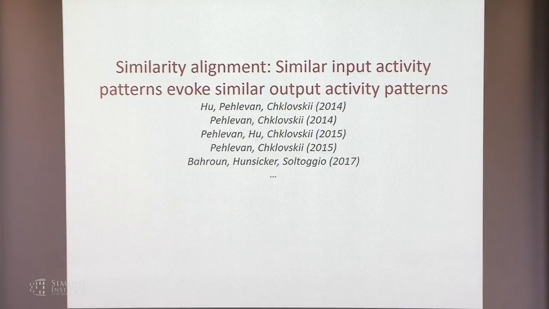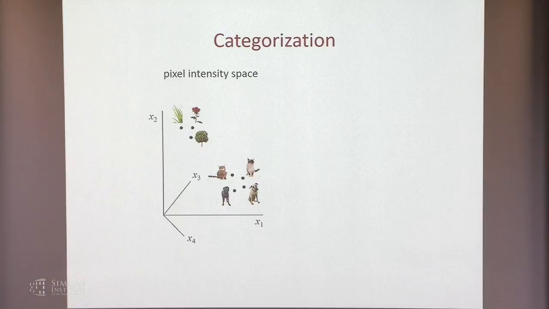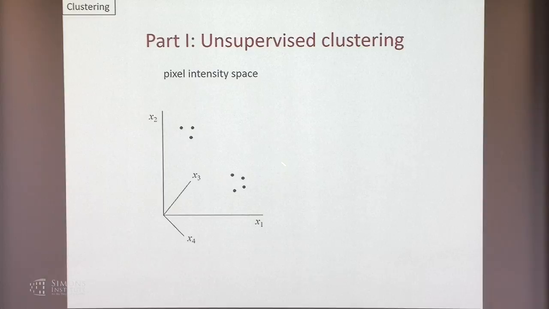So let's set up a simple computational problem. Since we're talking about categorization, which deep learning, of course, does extremely well, we're going to do it in an unsupervised setting. In the pixel intensity space, the difference between animate and inanimate objects in the simplest case would be just two clouds of data that may perhaps be linearly separable. This doesn't have to be the case. The manifolds can be entangled. That's what we'll deal with in part two. But in part one, we will just do unsupervised clustering of this linearly separable data set.